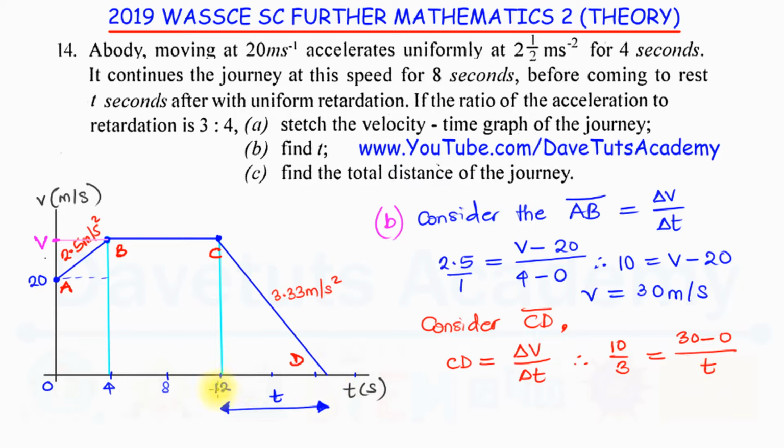Don't say that this is t minus 12. That means we are considering the whole of this particular diagram. We just want to look at this triangle here. So the change in velocity is from 30 to 0, and the change in time is actually the t. This t is a change in time. So we just cross multiply. If we cross multiply here, we can say that 10t is equal to 3 times 30, that is 90. Therefore, t is 90 over 10, and that is 9 seconds.